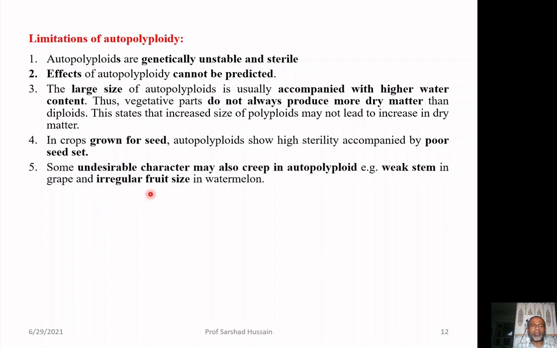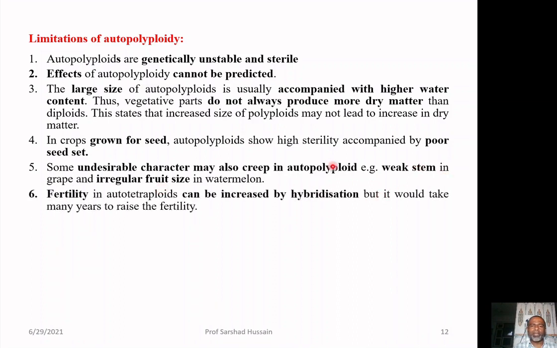And sometimes undesirable characters may appear in your crop, like a very weak stem and very irregular fruit size, which is not good for marketing. Weak stem is seen in autopolyploid grapes, and if the autopolyploid is watermelon, then it will have irregular fruit size. Then fertility: because they are normally sterile, fertility can be increased by hybridization, but it takes a very long time, years, to complete this process. So again it is very lengthy, and this is a limitation.